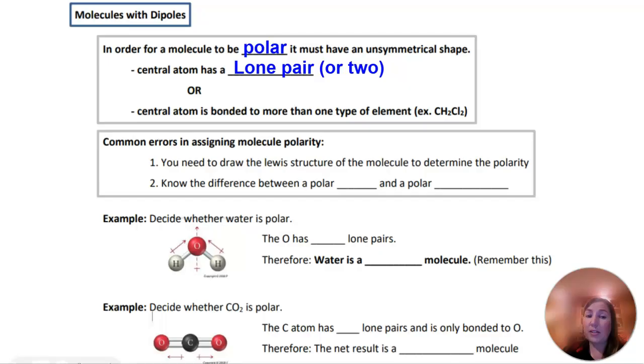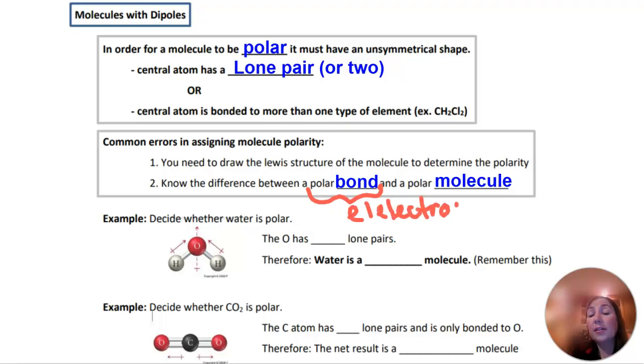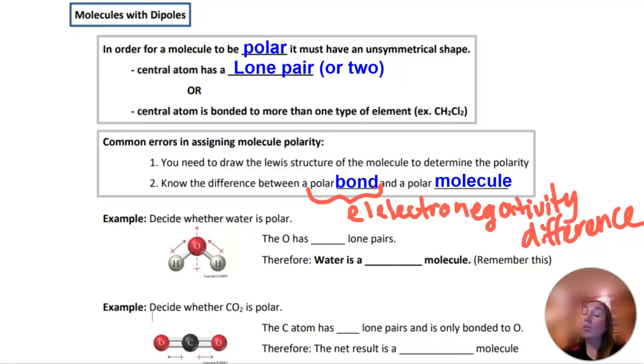What are some common errors in assigning molecule polarity? Well, you need to draw the Lewis structure of the molecule to determine the polarity, and you need to know the difference between a polar bond and a polar molecule. So those are two big things. Now the polar bond, we tell that by electronegativity difference, right? That's how we figure out our polar bonds. So you need to first really look for polar bonds.